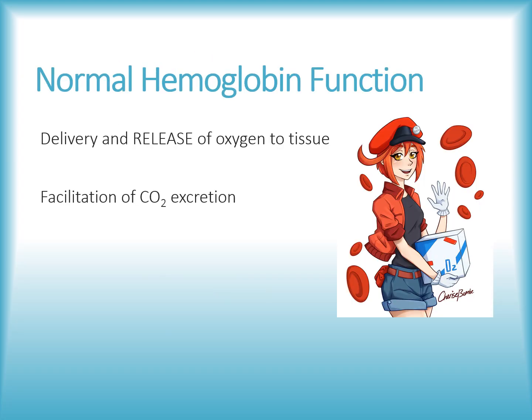Okay, so just a brief overview. Our normal hemoglobin function, with our 2 alpha and our 2 beta chains, is delivery and release of oxygen to tissue. So not only does our hemoglobin function as a delivery system, but it also has to understand when to release the oxygen from that molecule. And again, the facilitation of CO2 excretion is imperative to help maintain our pH and to rid our body of cellular waste.